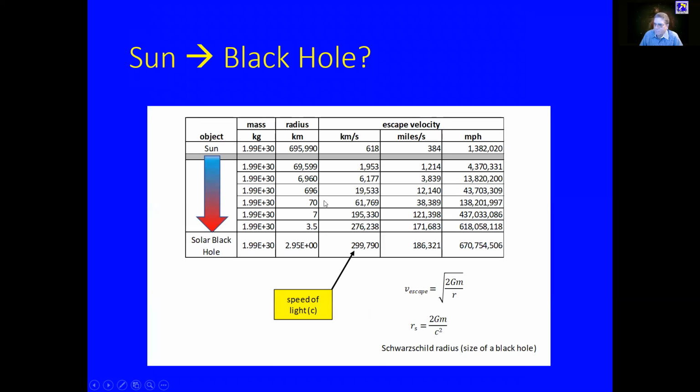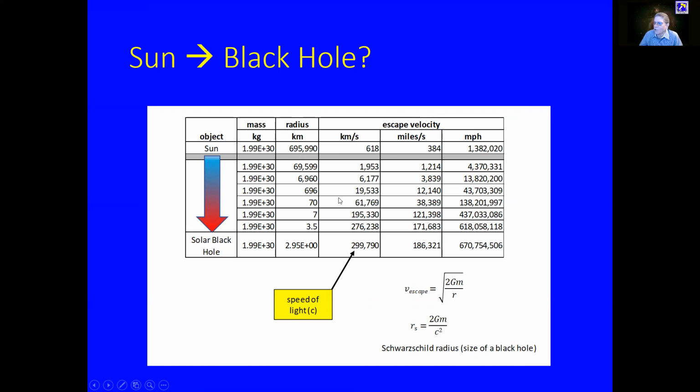So let's calculate that. Let's say we take the sun. How big would the sun have to be? We know the mass of the sun, but could we turn it into a black hole somehow? And so again, here's the sun. It's the most massive object that we have in our solar system. Its mass, as I said before, is nearly 2 with 30 zeros behind it, kilograms. Its radius is almost 700,000 kilometers. The escape velocity is 618 kilometers per second.